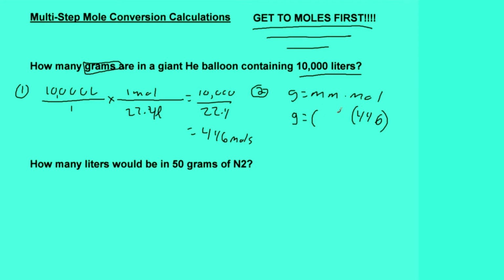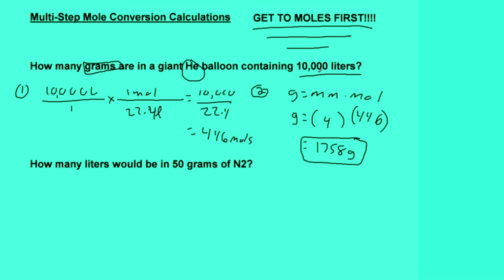The molar mass of helium, we're talking about helium, is 4. So we're simply multiplying those numbers, and we get 1,758 grams. So there you go. That's how we went from liters to grams, a 2-step problem by getting to moles first. So 1,758 grams of helium would occupy 10,000 liters.